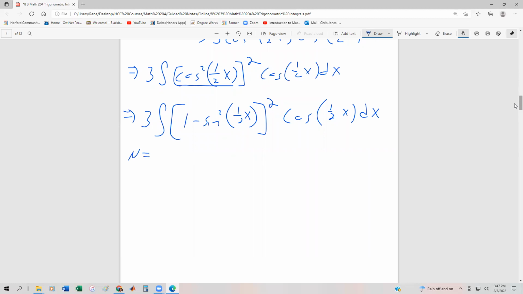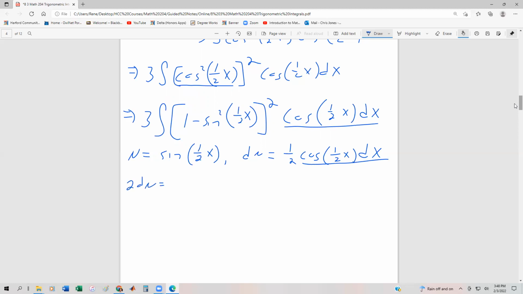So let's let u be equal to our sine, just the sine, not sine squared, of 1/2 x. The derivative, by using our chain rule, is going to be 1/2 cos of 1/2 x dx, which is good because that gives us all of this. But we don't like that 1/2, so we're just going to multiply by 2 on both sides. And 2 du is going to be cos of 1/2 x dx. And now that gives us the substitution that we want solely in terms of u and du.